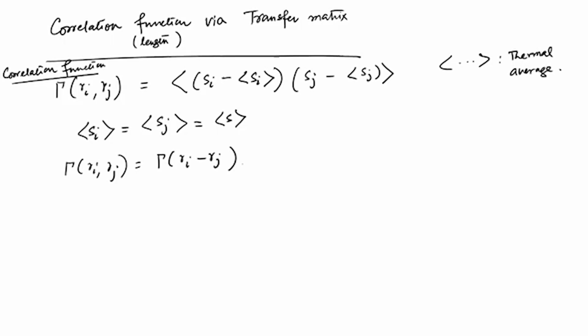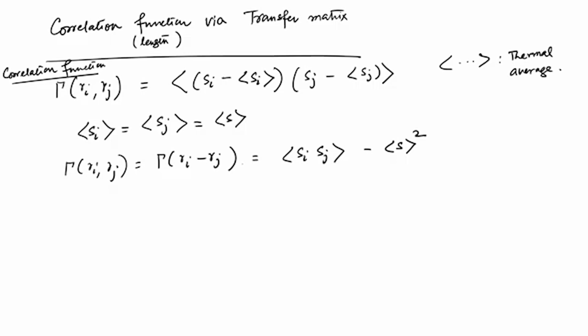So, it becomes from two variables just one variable, which is Ri minus Rj, the difference between the two sites. And this is then equal to, if I open up the bracket, Si Sj minus S square, which is this Si or Sj. If you look at the middle expression, it is equal to the second term, which is S square.